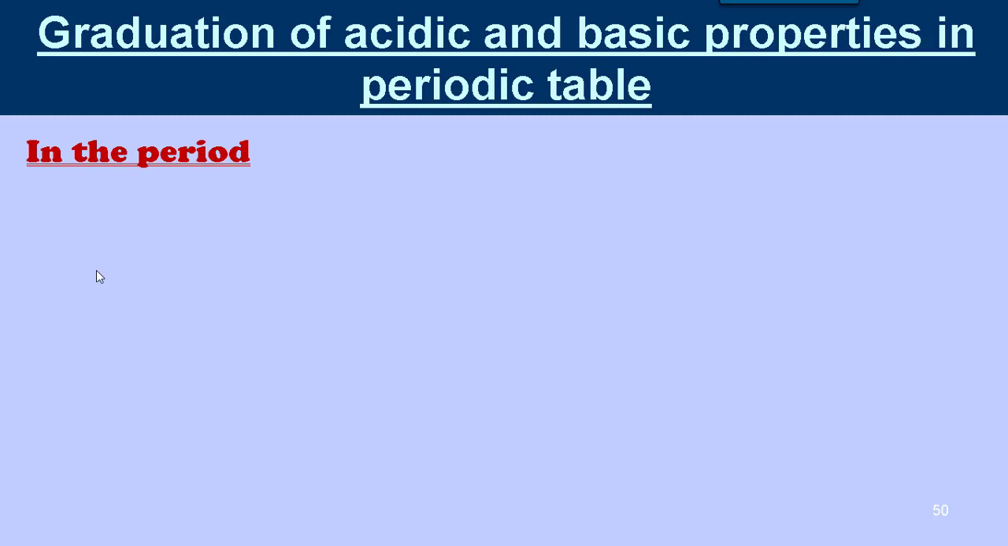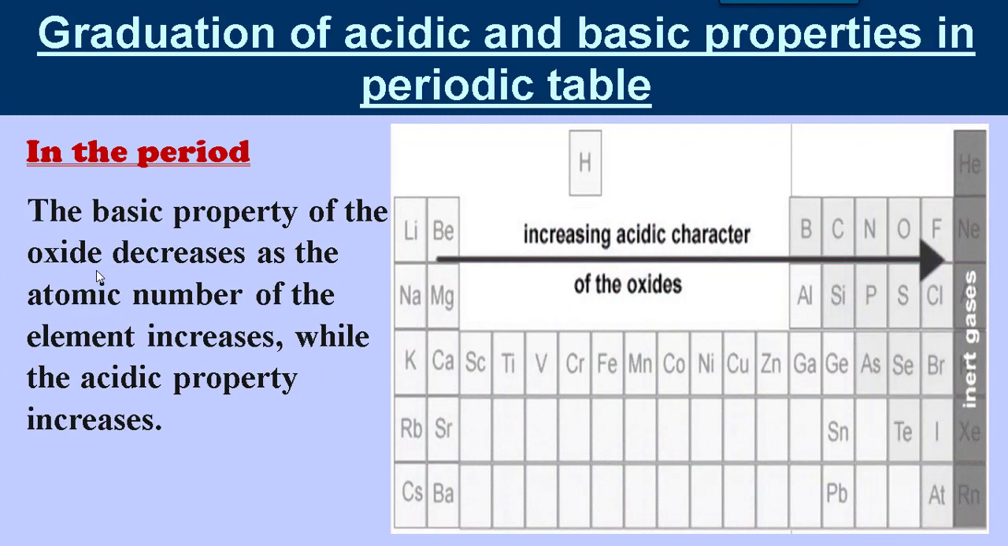For elements of the same period, the basic property of oxides decreases as the atomic number increases. So as we move from left to right by increasing the atomic number, the basic character or the basic property will decrease, but the acidic character will increase.